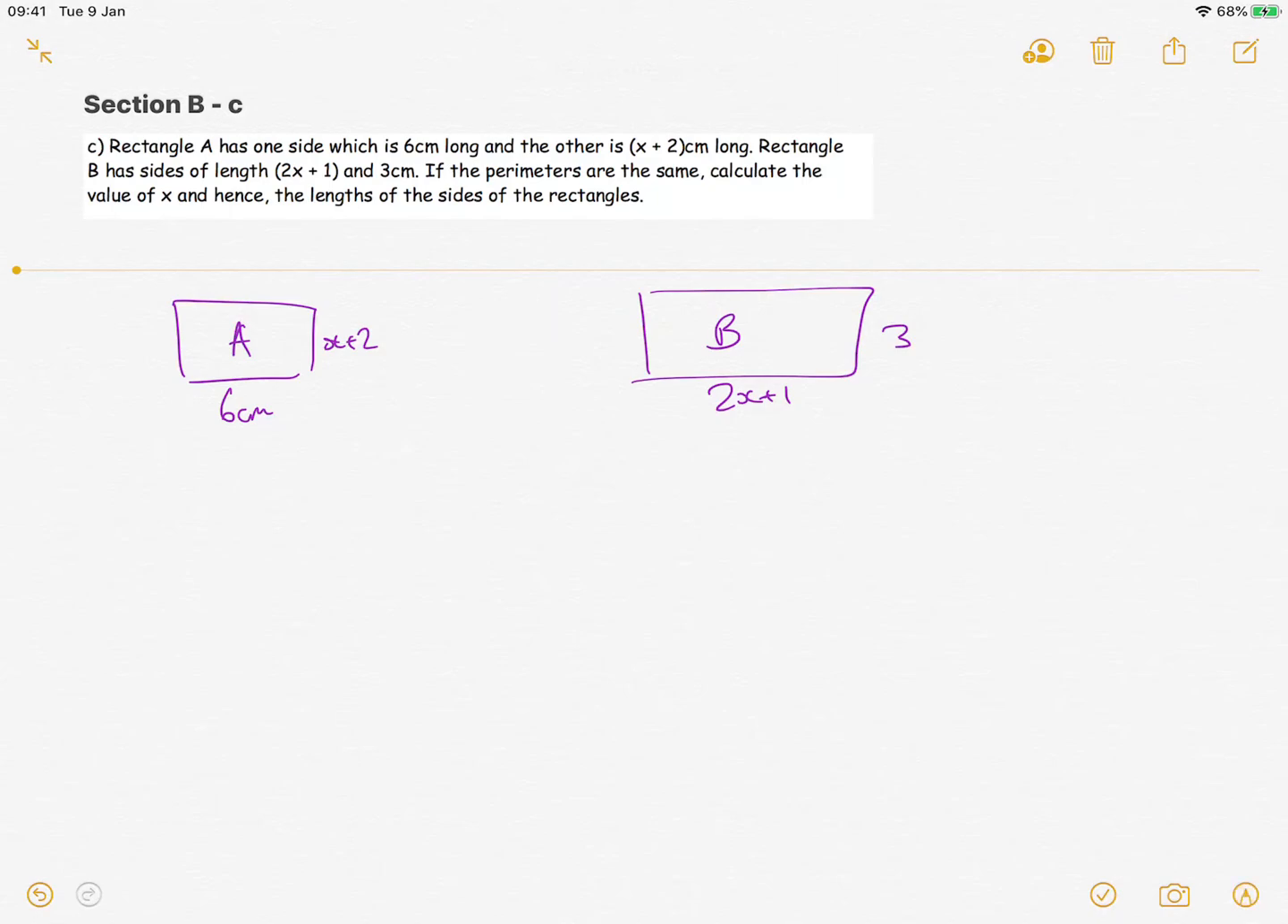Well, if the perimeters are the same, then if I can get an expression for this perimeter and an expression for this perimeter, then I can set them equal to each other. So this perimeter will be 6 add 6, which is 12, because this side is 6 as well. Add 2x, because there's 2 x's. Add 4, because there's an add 2 there and an add 2 there. And I'll clean that up in a second, so I'll add the 12 and the 4. Then this perimeter, well, let's just fill in the other sides. 3 add 3 is 6. Add 2x, which is 4x. Add 1, which is 2.